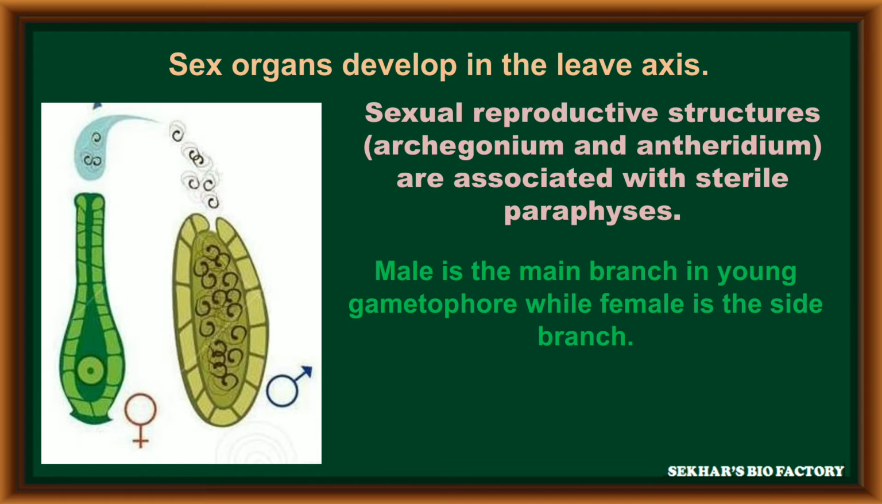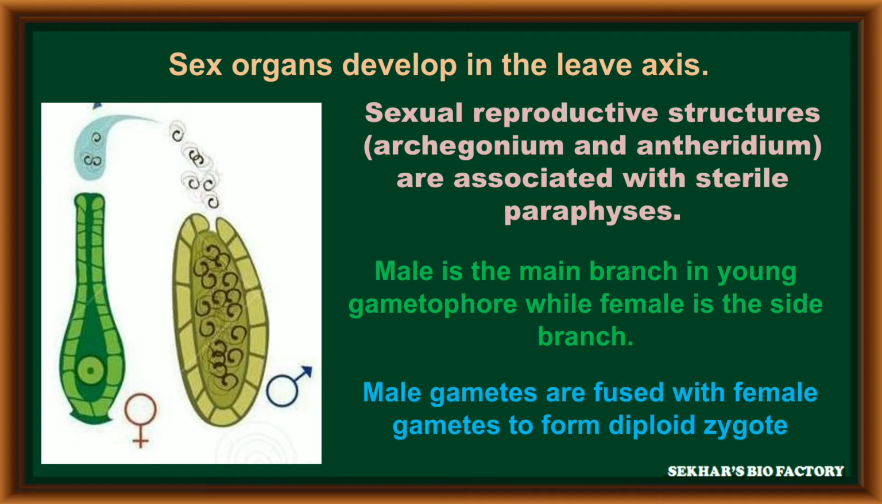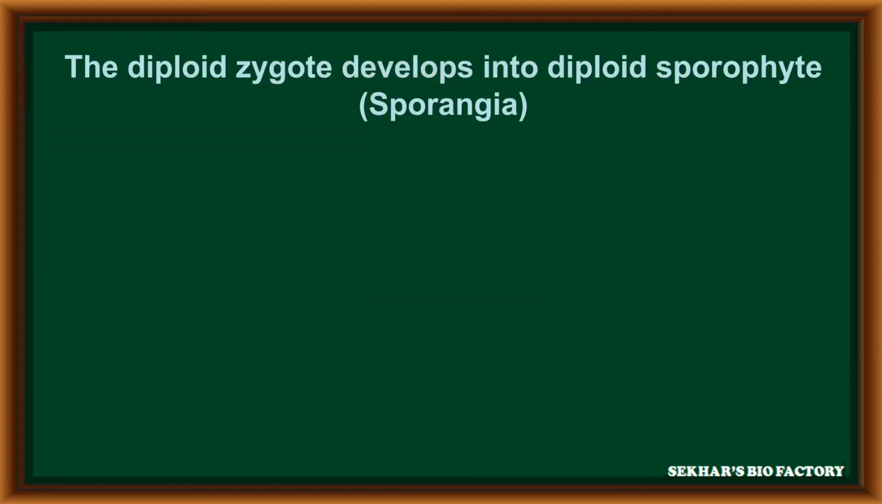Male reproductive structures are present on main branches in a young gametophyte, and the female reproductive structures are present on lateral branches. Male and female gametes fuse to form a diploid zygote during fertilization. After completion of fertilization, the diploid zygote develops into a diploid sporophyte. It is called the sporangium.